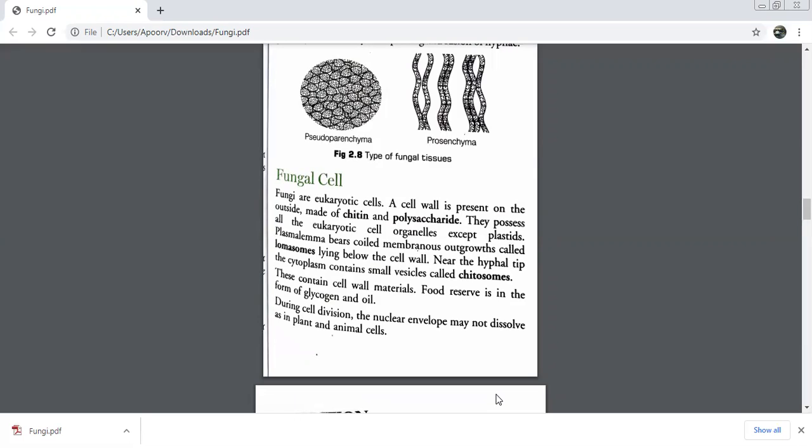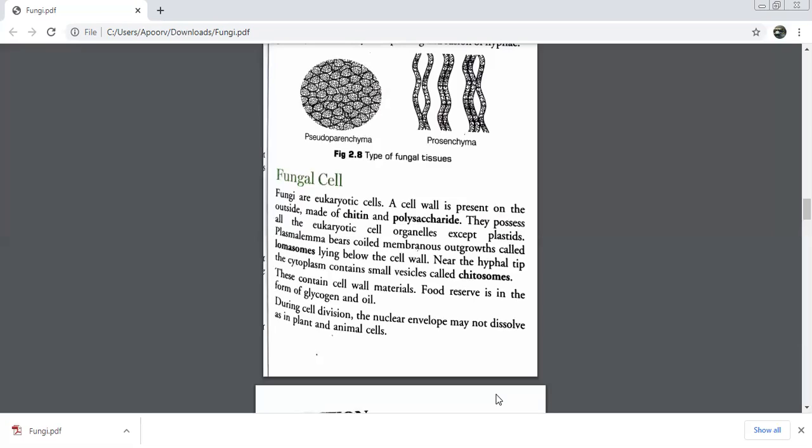Good. Plastids. The plasmalemma bears coiled membranous outgrowths which are called lomasomes. They lie below the cell wall. So just below the cell wall, you will have lomasomes. What are these lomasomes? They're coiled membranous outgrowths. Coiled, you know only the shape. If the membrane gets itself coiled and you can see it as an outgrowth, then what is it called? Lomasomes.